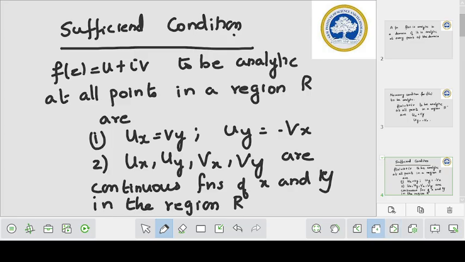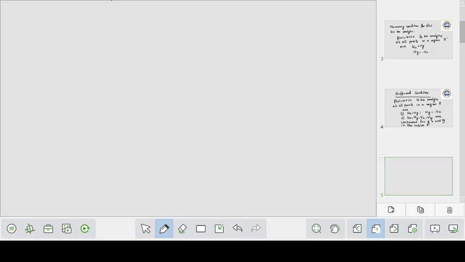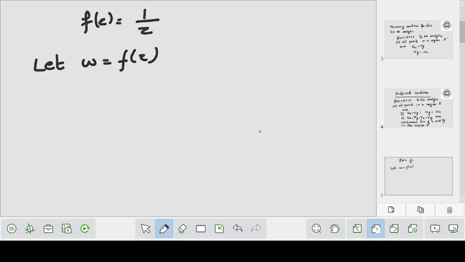So let us move on to one example of how to determine whether the given function is analytic or not. So here f of z is equal to 1 by z. You have to check whether the given function is analytic or not. So let us take w equal to f of z. What is f of z? It is u plus iv.